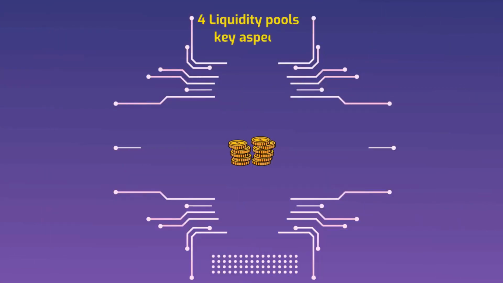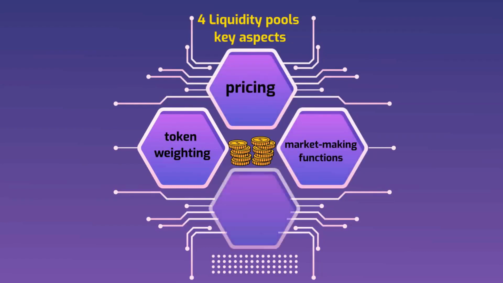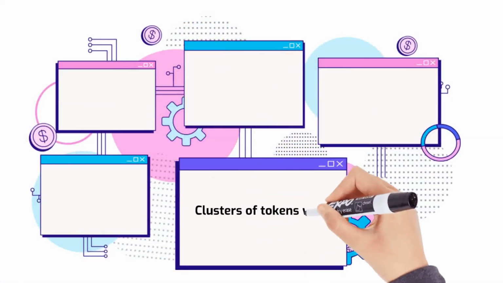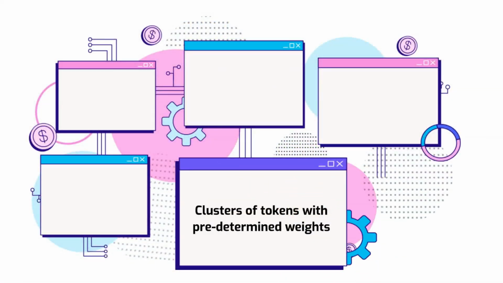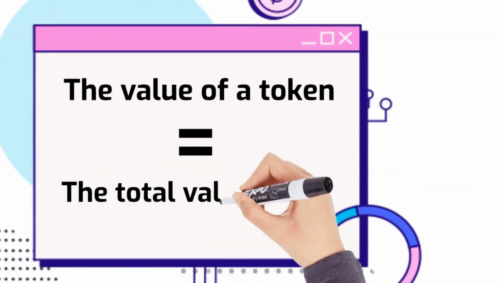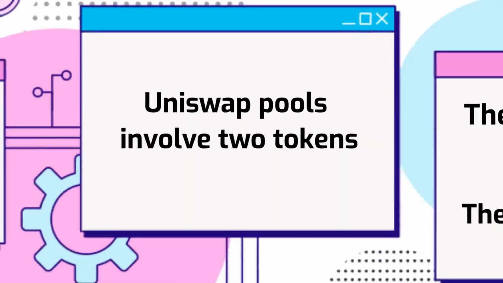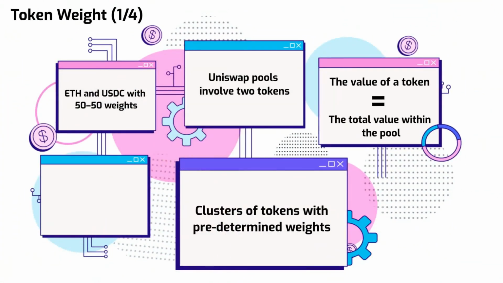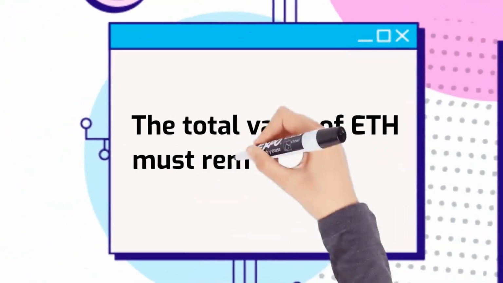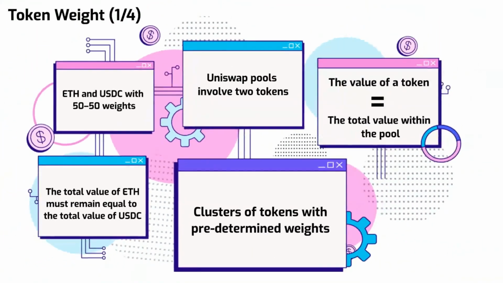There are 4 key aspects to understand how liquidity pools work: token weighting, pricing, market making functions, and liquidity pool tokens. Liquidity pools are simply clusters of tokens with predetermined weights. A token's weight is how much its value accounts for the total value within the pool. For example, Uniswap pools involve 2 tokens, Ethereum and USDC, with 50-50 weights. The total value of asset Ethereum must remain equal to the total value of asset USDC.